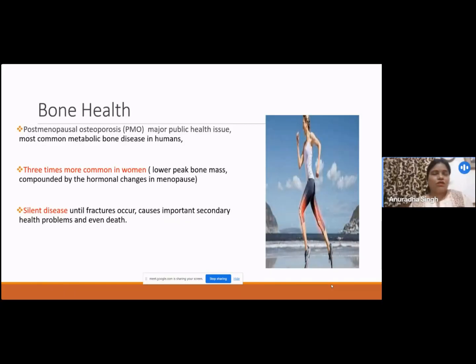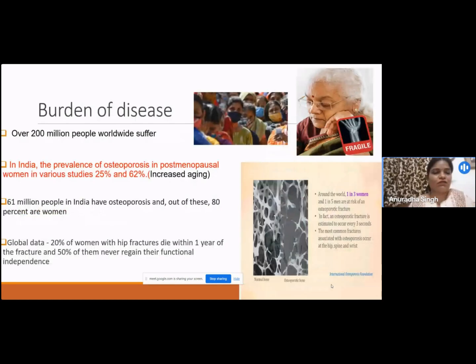Disturbance. So we go ahead. We are here to deliberate because it is 3 times more common in women, considering that we have a lower peak bone mass. It is a silent disease unless and until we have fractures.